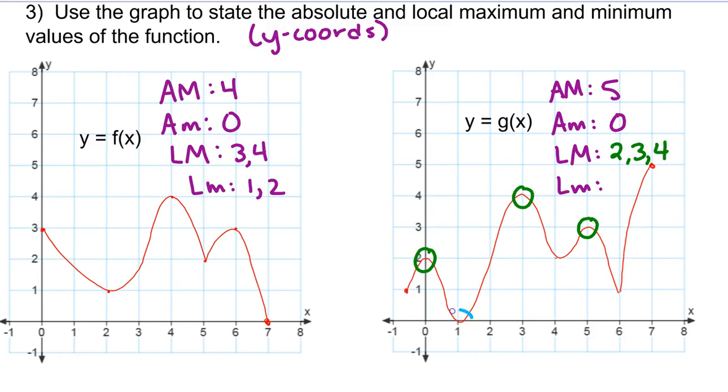And local minima, we have several. Something at a height of 0, something at a height of 2, and something at a height of 1. 0, 1, and 2.